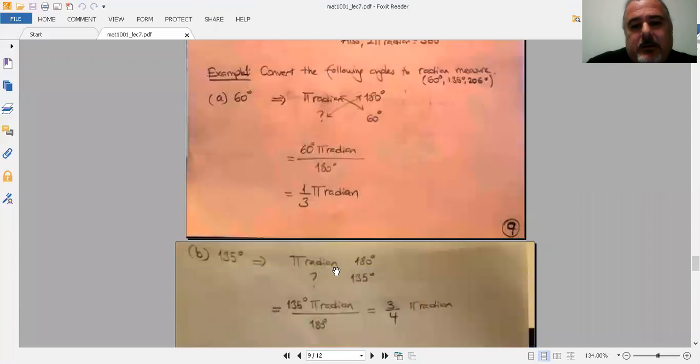Same, pi radian is 180 degrees. So 125 degrees should be 125 multiplied by pi radian over 180. This is the ratio proportion rule. So the result will be 25/36 pi radian.